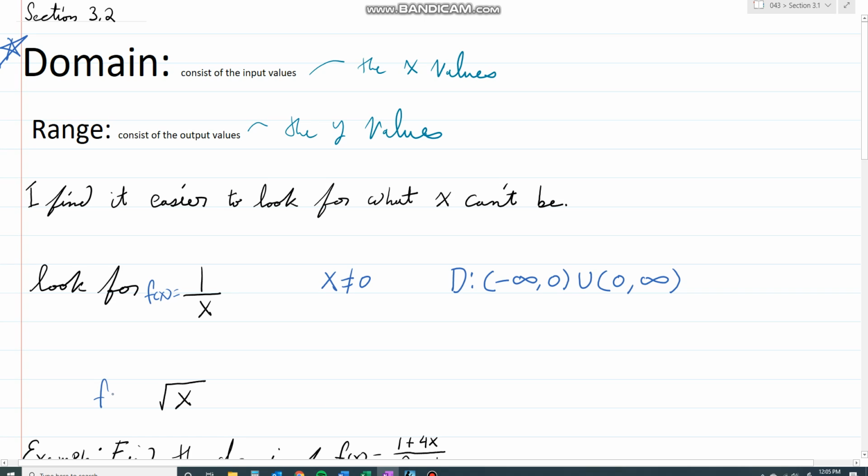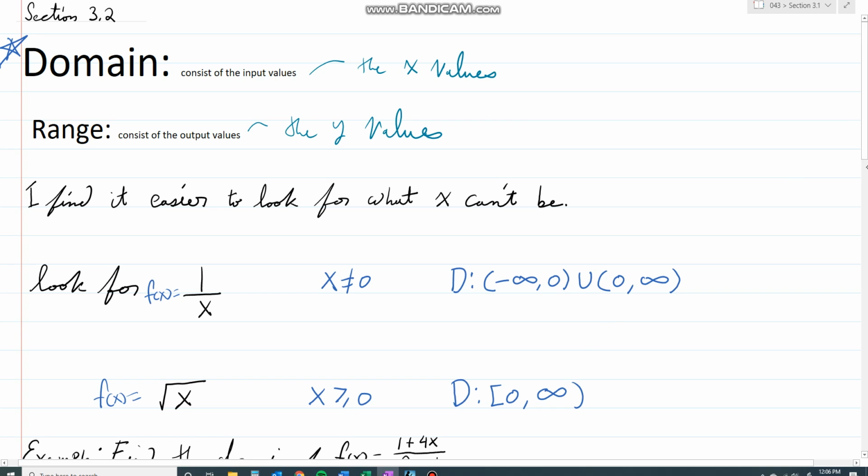And the other example I want to show you is the square root of x. If I only want real valued functions, what values of x can x not be? So for this to be real, x has to be greater than or equal to 0. That's the only thing it can be. Otherwise, it's negative, and then we're getting imaginary numbers. And for functions, we want to focus on real values. So the domain for this is going to be 0, including 0, to infinity. That's what we need, all right?